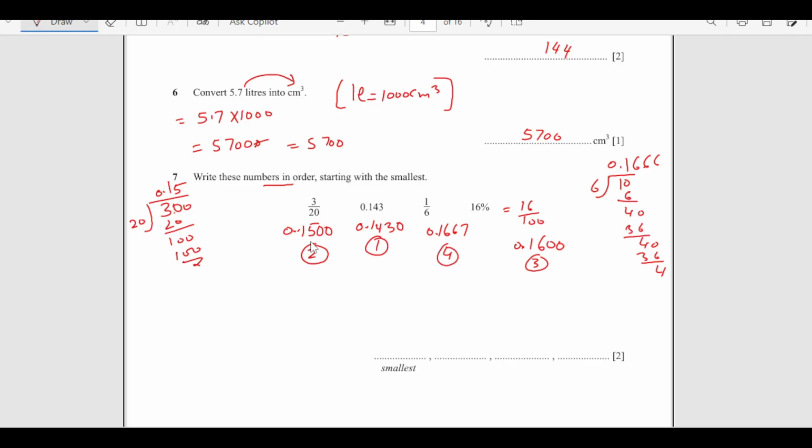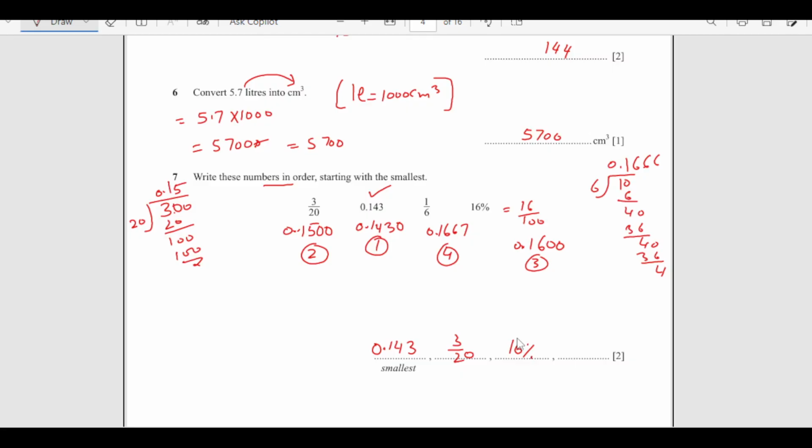Now to put here, remember you are going to write down the original form, right? This is what we have done, but you have to put this one there on the required, this will be our required number to write down on the given space. So second is 3 over 20, then 16%.